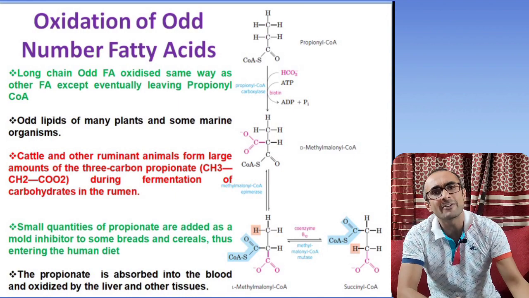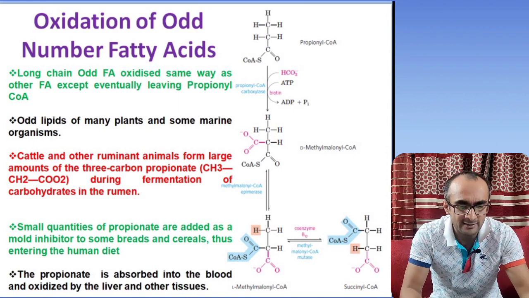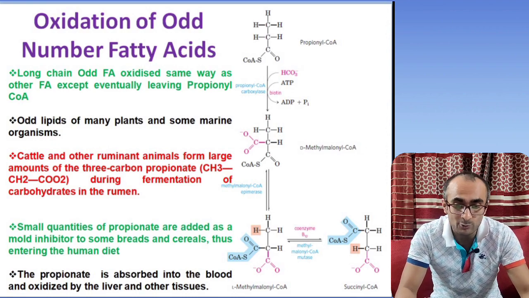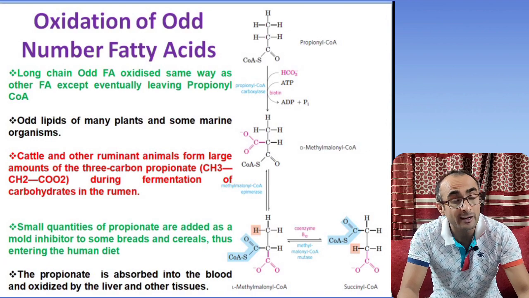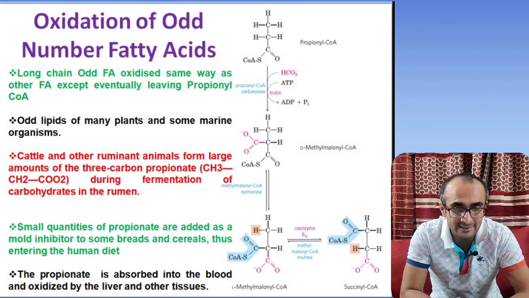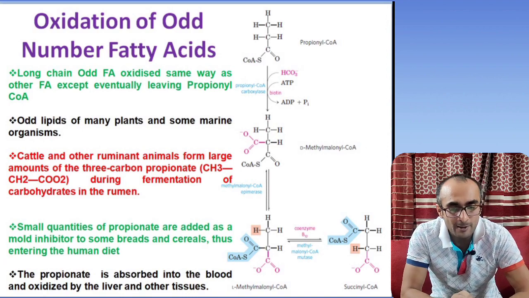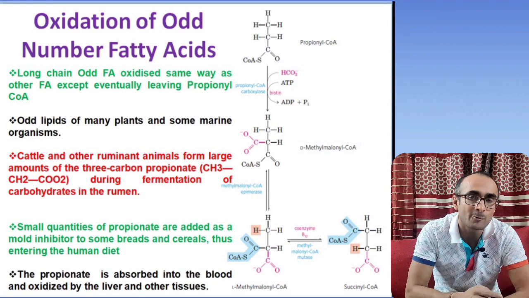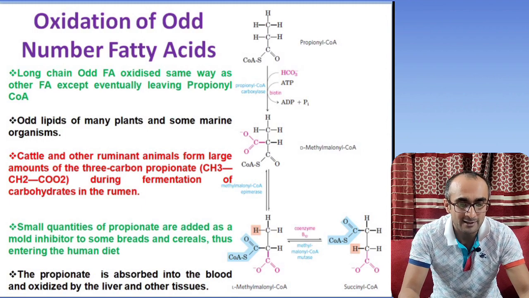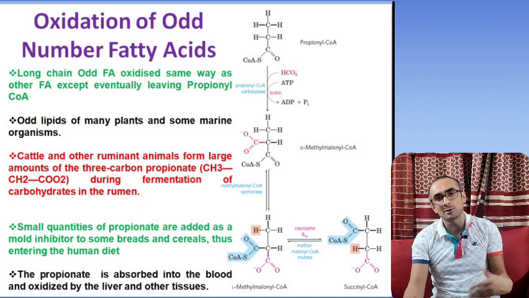And these odd number fatty acids are present in cattle, in fact in milk, and in some plants also. Marine plants and marine organisms do synthesize odd number fatty acids. And in fact propionate is also used as a mold inhibitor in cereals and in breads, for storage purposes. So that's how it can enter into the human body.